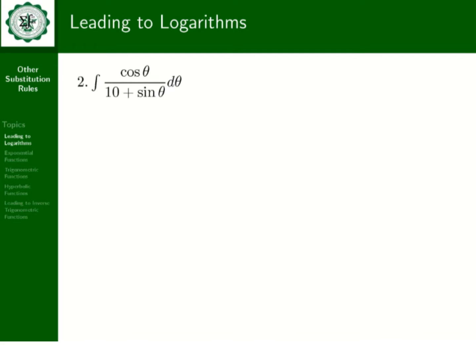For the next example, we have: find the integral of cosine theta over 10 plus sine theta d theta. Let u be equal to 10 plus sine of theta, and then du is equal to the derivative of 10, which is 0, while the derivative of sine theta is cosine of theta. Then we write d theta.